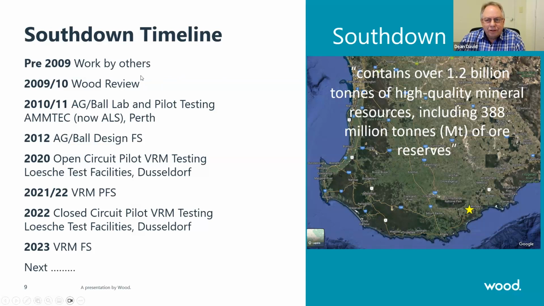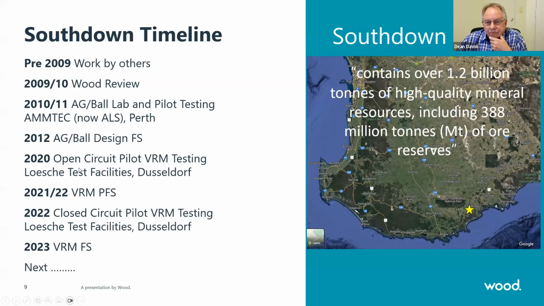Others were involved in the work before 2009. We did the review. We did the AG and ball mill laboratory work, and then pilot plant testing at ALS in Perth. We also issued a feasibility study based on AG milling and ball milling. That project bounced around a bit, having some difficulty with getting approval. Also, between 2012 and 2020, the market wasn't all that good for iron ore.